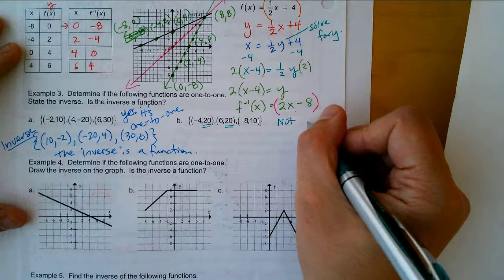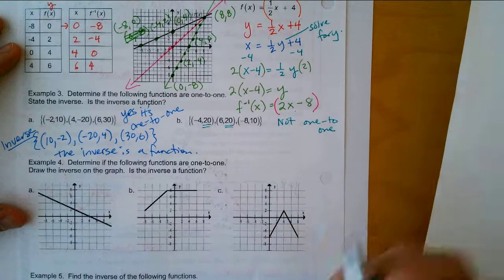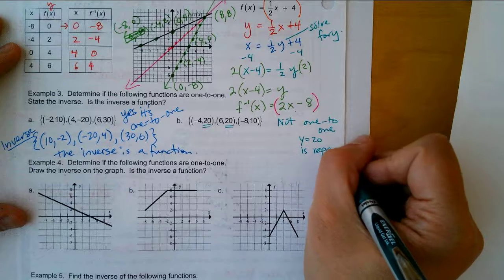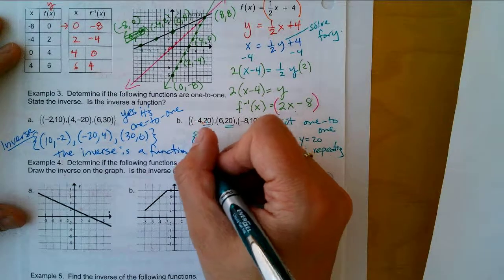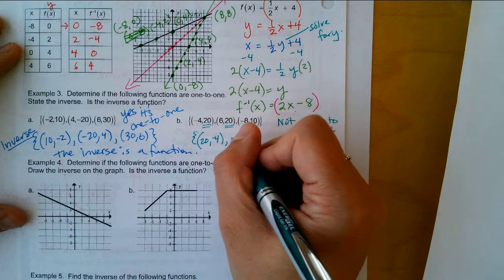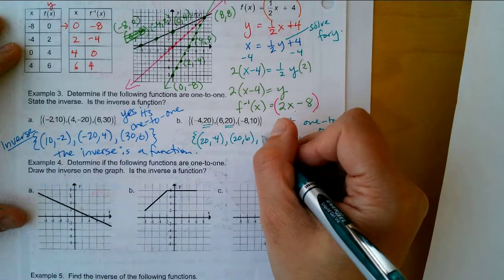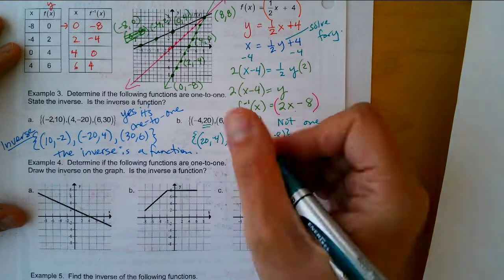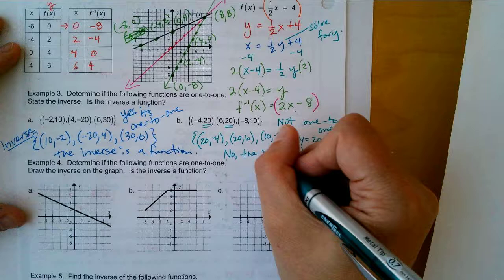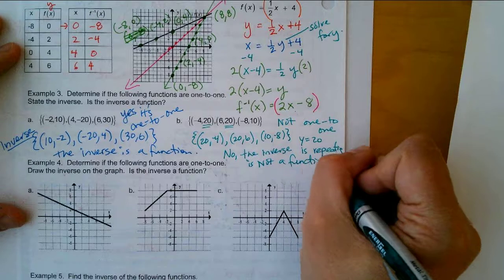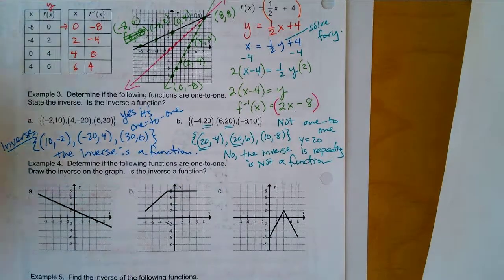Is this function one-to-one? So it's not one-to-one because y equals 20 is repeating. So if we find the inverse, what's the inverse? Yes, and good. Is the inverse a function? It is not a function. And that's, again, because here now my x equals 20 is repeating when I find the inverse.